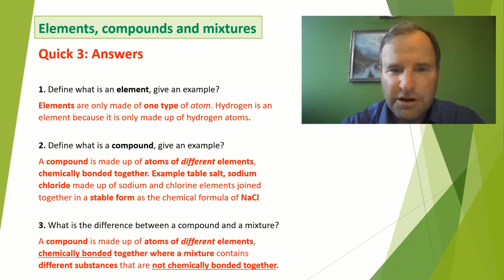What's the difference between a compound and a mixture? As per definition states, a compound is made up of different elements that are chemically combined together, whereas a mixture contains different substances that are not chemically combined together. So you can physically separate them into their separate elemental parts.